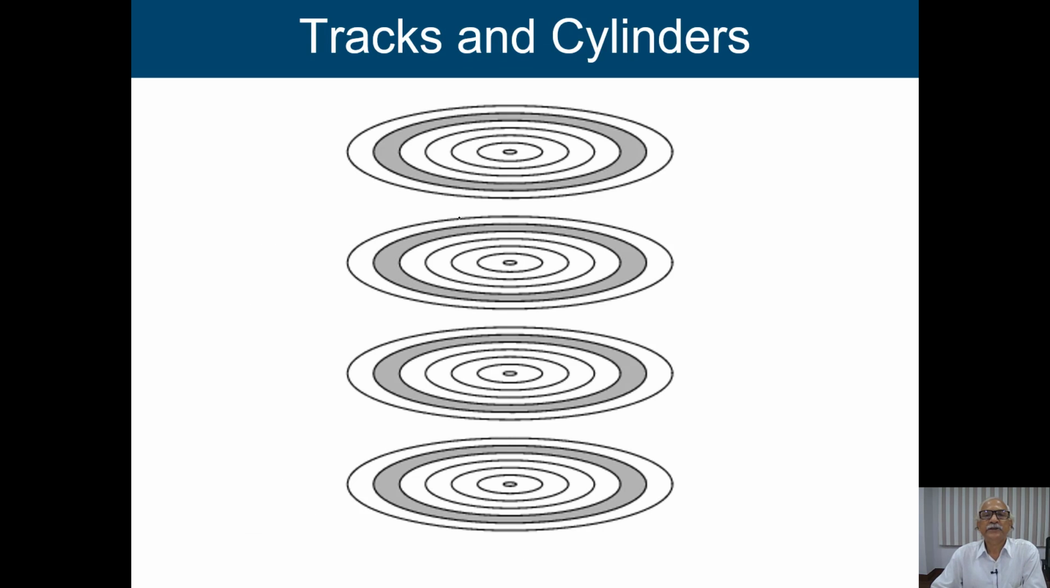Now these are the different surfaces and these are the tracks that we have. So now the tracks that fall in the same line, say if I consider this particular track, and considering the same tracks of each surface, maybe you consider the outer track of each surface, then all those tracks of all the surfaces form a cylinder. We said this is the cylinder.